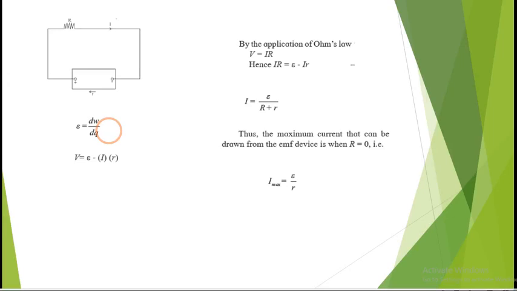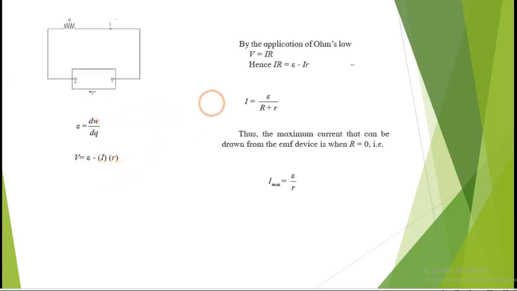In an ideal device, when a current flows through an EMF device, there is an internal resistance, and the EMF differs from the potential difference across the two terminals, given by V is equal to E minus Ir. Now, this negative sign is due to the fact that the current I flows through the EMF device from the negative terminal to the positive terminal.